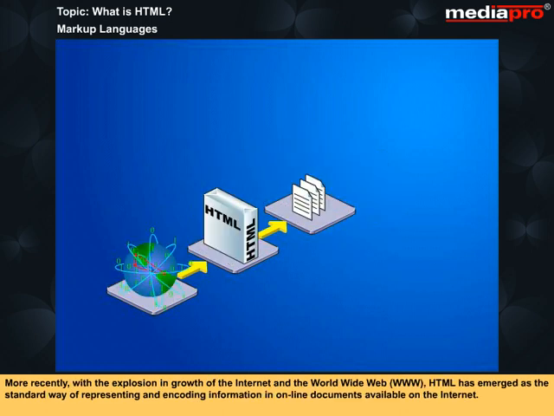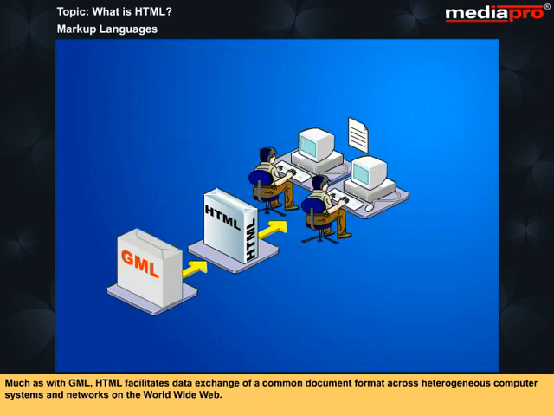More recently, with the explosion and growth of the Internet and the World Wide Web, WWW, HTML has emerged as the standard way of representing and encoding information in online documents available on the Internet. Much as with GML, HTML facilitates data exchange of a common document format across heterogeneous computer systems and networks on the World Wide Web.